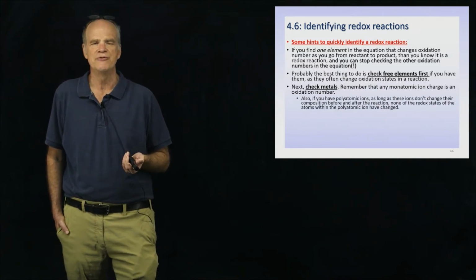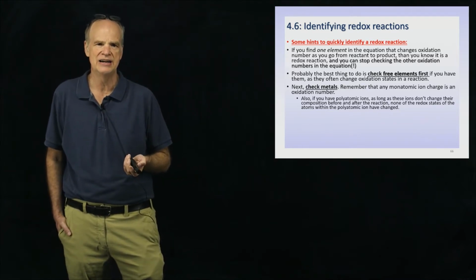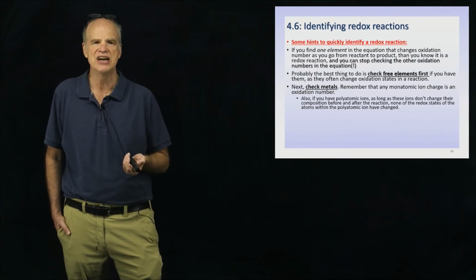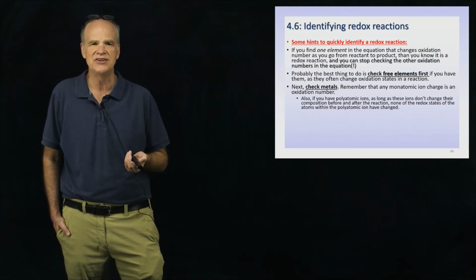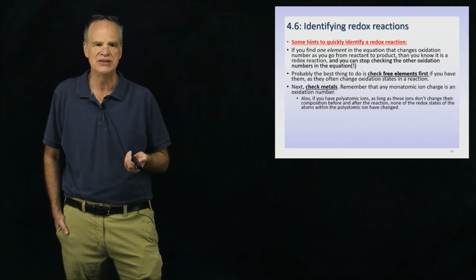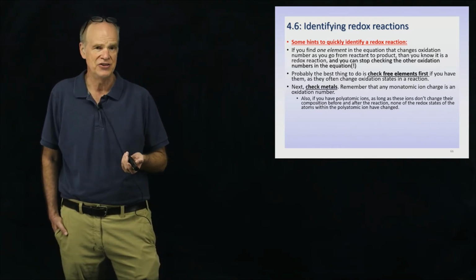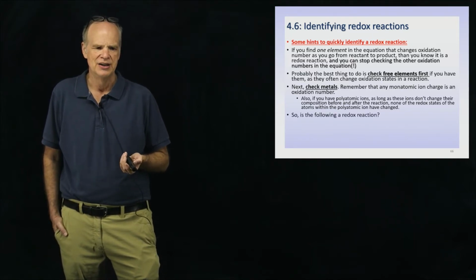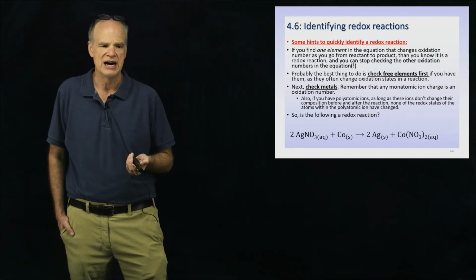And also another helpful hint is if you see a polyatomic ion in the chemical reaction, if the composition of the polyatomic ion does not change as you go from reactants to products, that probably means that the oxidation numbers of the elements that compose the polyatomic ion are not changing as you go from reactants to products. Okay, so let's go back to this reaction and figure out if this is a redox reaction.